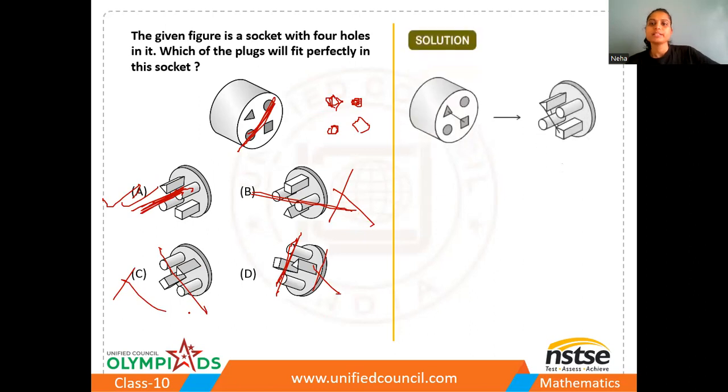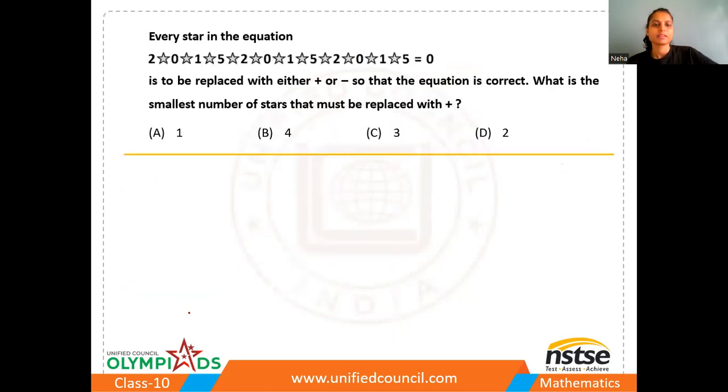All right. So option A is the right answer. The next one. Every star in the equation is to be replaced with either plus or minus so that the equation is correct. What is the smallest number of stars that must be replaced with plus?